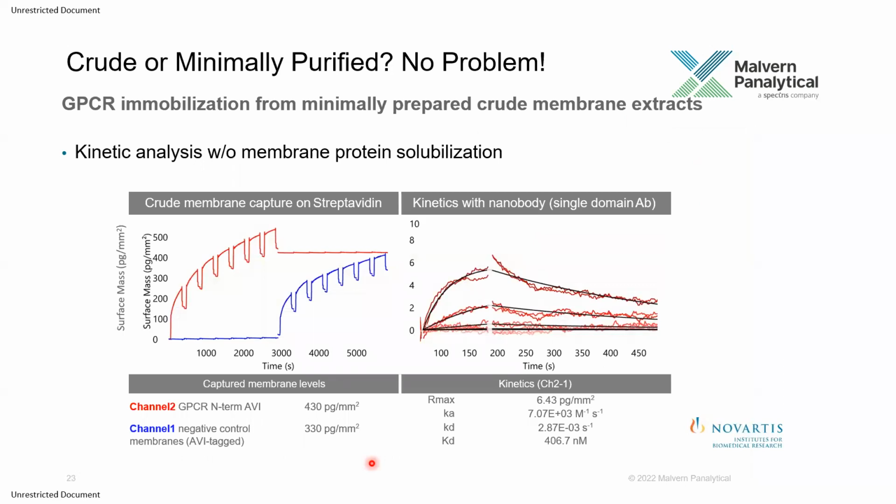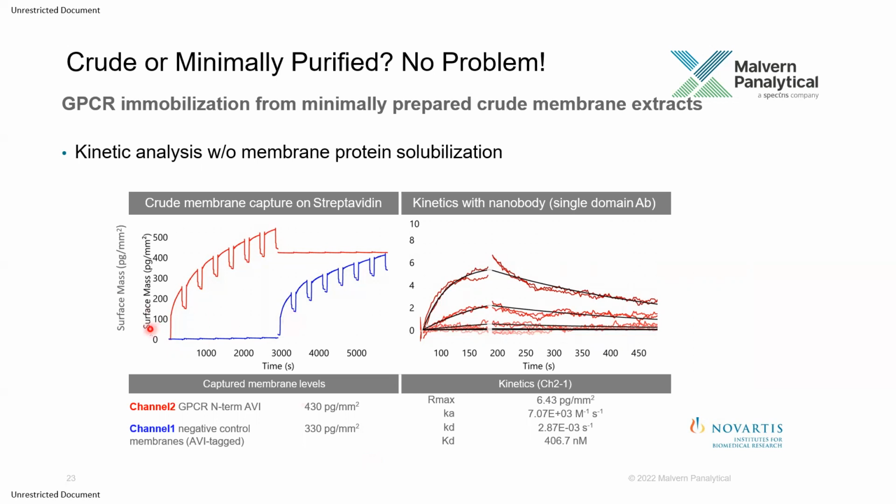I also want to point out to our audience that our instrument can be used to work with non-purified samples. Here's an example of a minimally purified GPCR membrane protein. We know GPCR membrane proteins are notoriously difficult to purify. So let's say you only have a very limited amount of protein, what you can do is try to put it on our sensor and capture it on our surface.